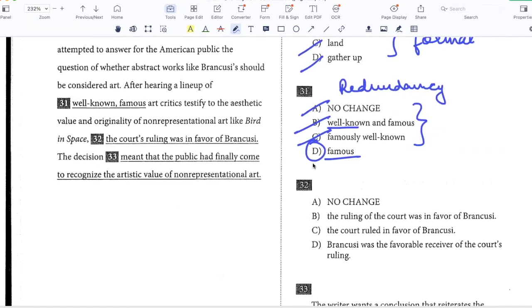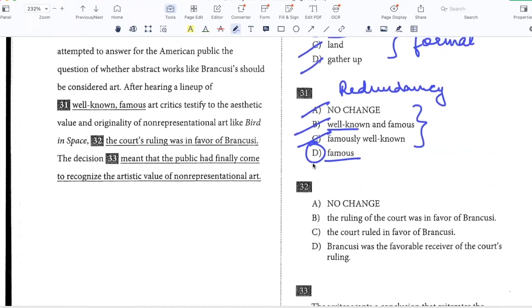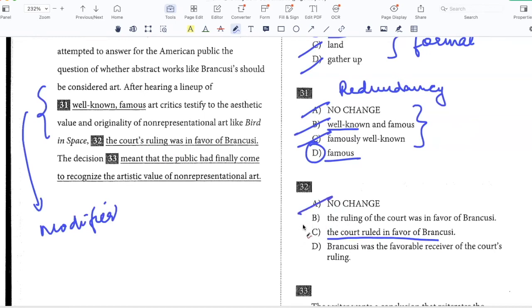After hearing a lineup of famous art critics testify to the aesthetic value and originality of Bird in Space, the court ruled, right? Who heard the lineup? The court. So this is a modifier. After hearing a lineup of famous art critics, that's a modifier. And the part after the modifier should have the subject the modifier refers to. So that's the court. The court ruled in favor of Brancusi. It's not the court's ruling. That's not the subject. It's not the ruling of the court, and it's not Brancusi. It is the court that ruled after hearing a lineup of critics. So C.